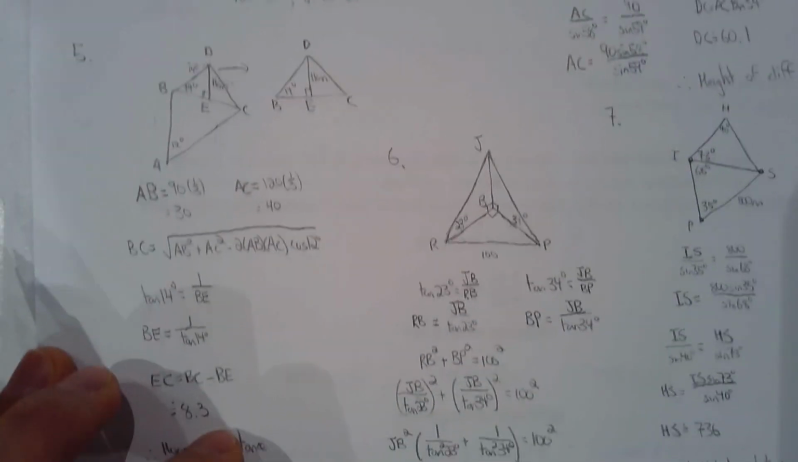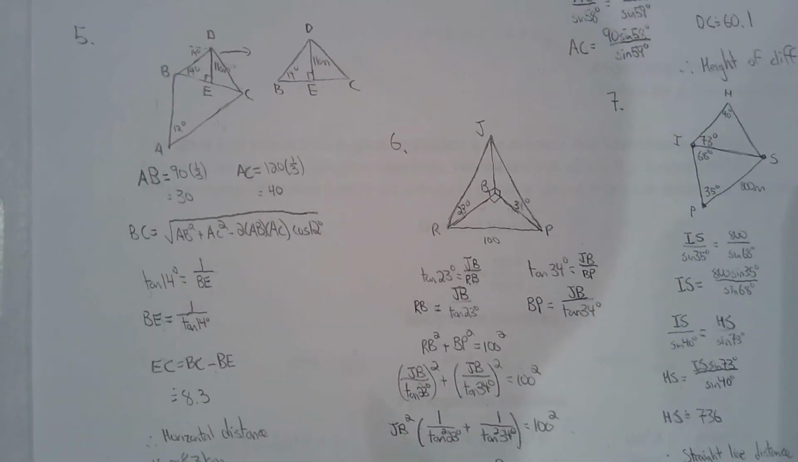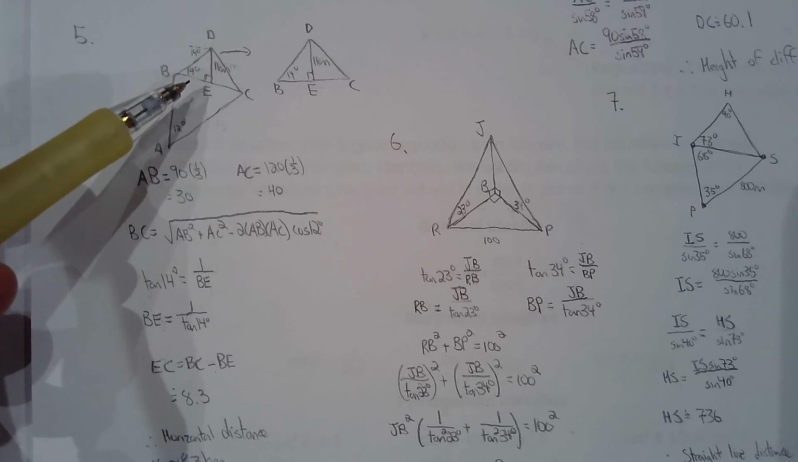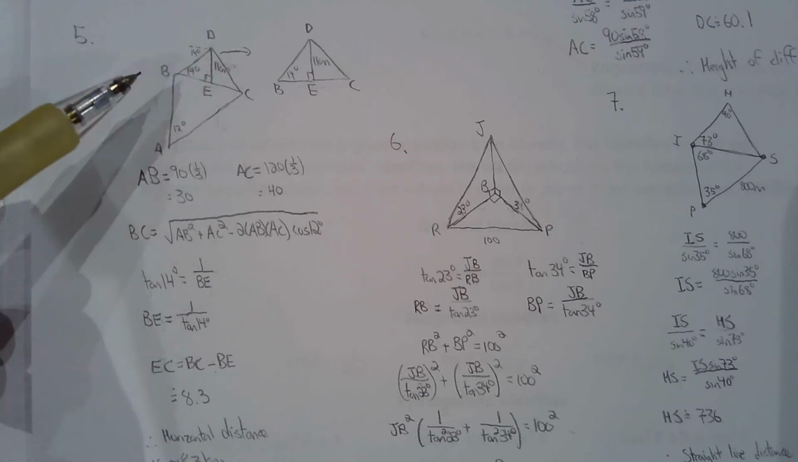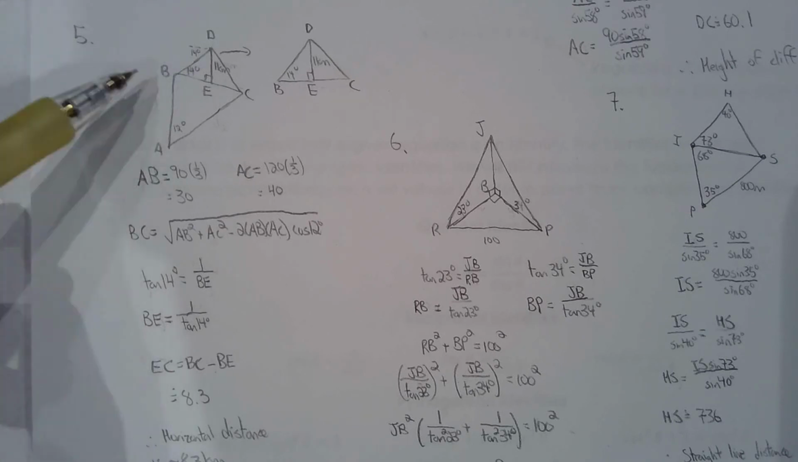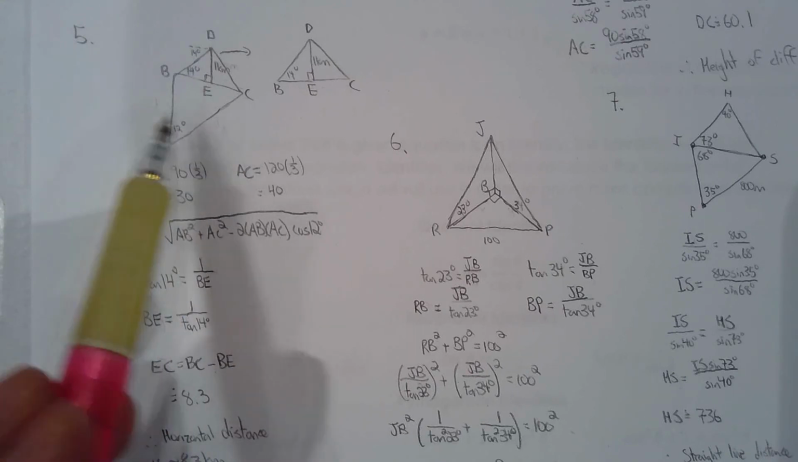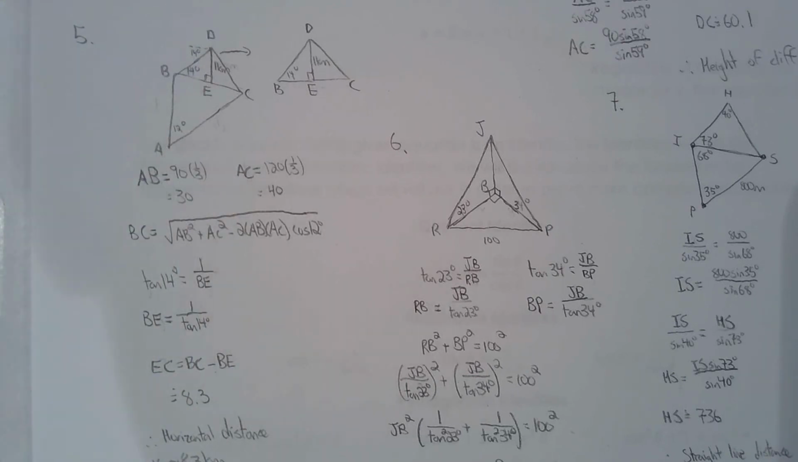All right, moving on. Question 5 here. What is the horizontal distance from the helicopter to the faster car? So I'm looking for EC, the horizontal distance from the helicopter to the faster car. What I did first was solve for AB as well as AC. If I do that, I can solve for BC because I have two sides and a contained angle for triangle ABC. So I use cosine law to solve for BC.